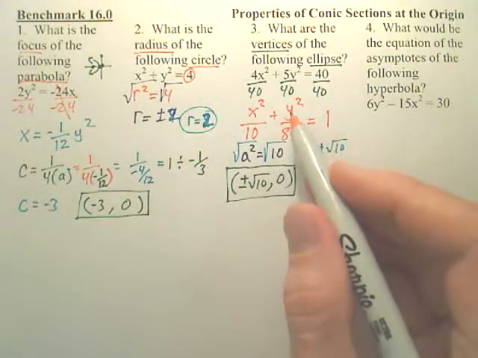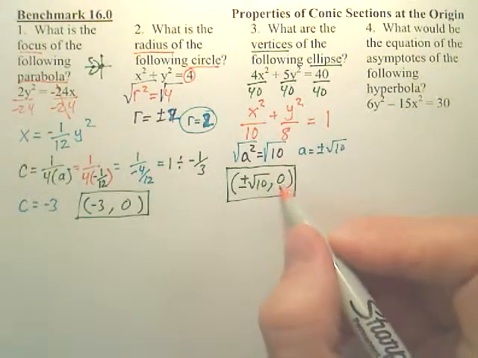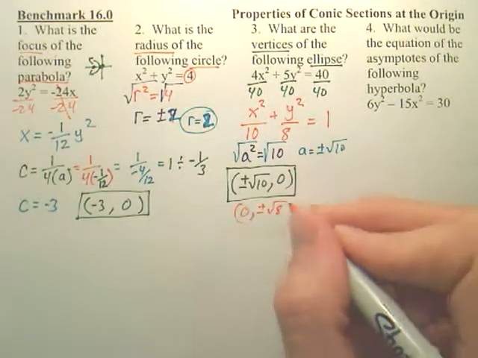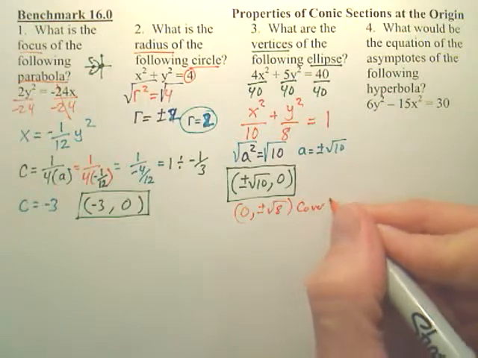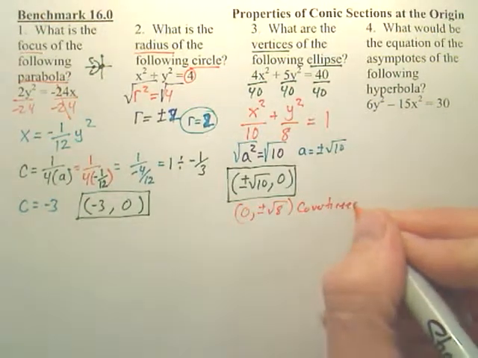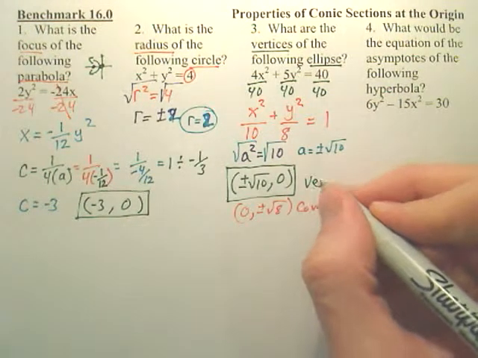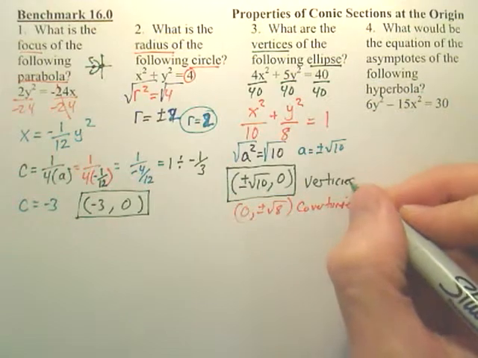Your co-vertices would be 0 plus or minus square root 8. Those would be your co-vertices. I can't spell very well, it got all messy. And these are your vertices.